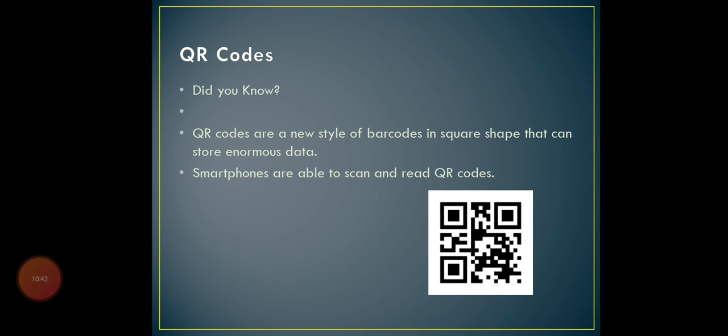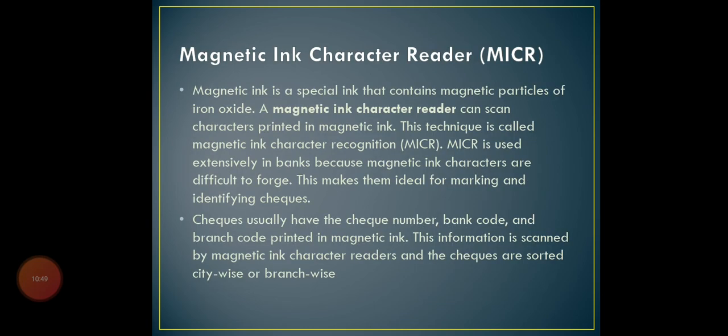Now move towards the next one, magnetic ink character readers. Magnetic ink is a special ink that contains magnetic particles of iron oxide. Magnetic ink character readers can scan characters printed in magnetic ink. This technique is called magnetic ink character recognition (MICR). It is used extensively in banks because magnetic ink characters are difficult to forge. This makes them ideal for making and identifying checks.